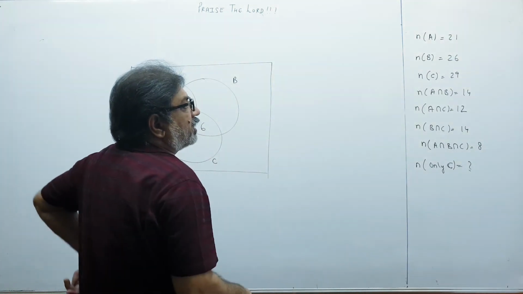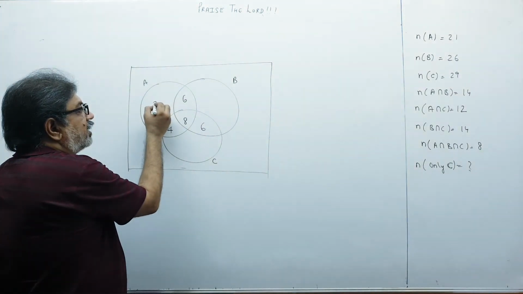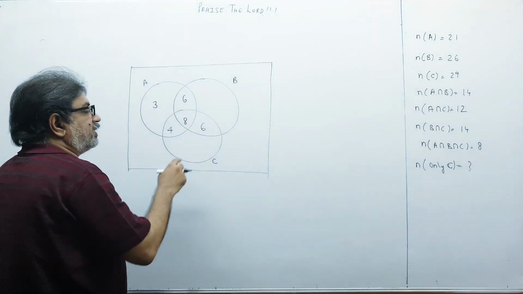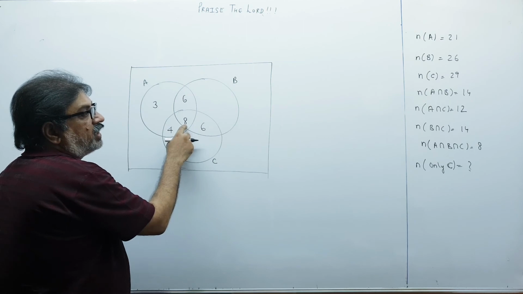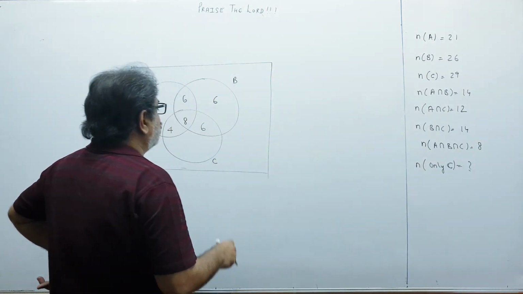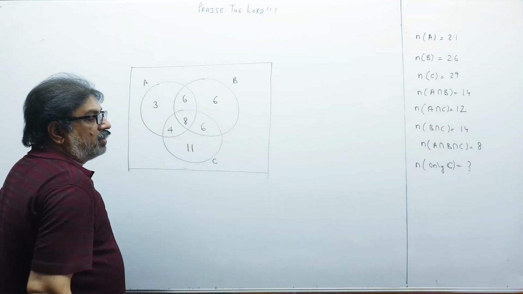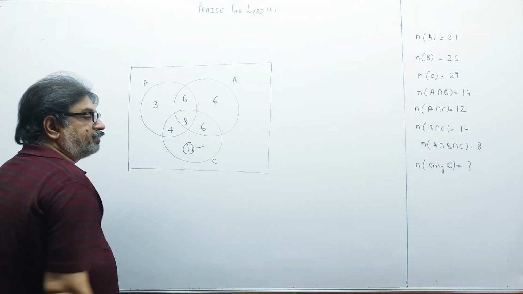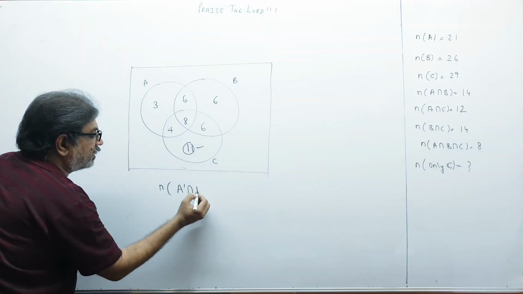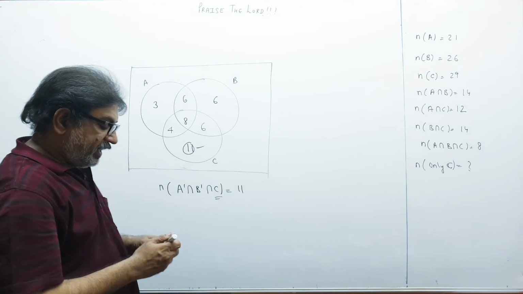In A, 21 people are there. Out of those 21 people, 14 and 4, 18 are here, so 3 will remain over here. In B, there are 26 people. Out of those 26, 6 and 12 and 8, 20 are here. There will be 6 remaining here. In C, there are 29 people. 29 means 12 and 6, 18 over here. So there will be remaining 11. How many left? Only C, this much. So only C, how do I write it? A dash intersection B dash intersection C, and that is 11 I can see from the Venn diagram.